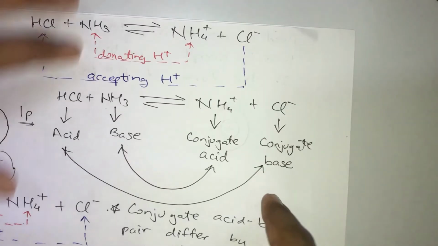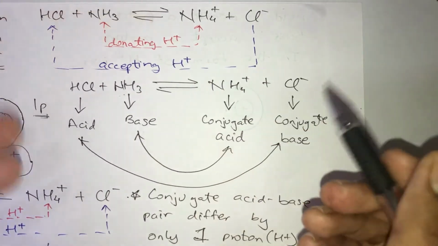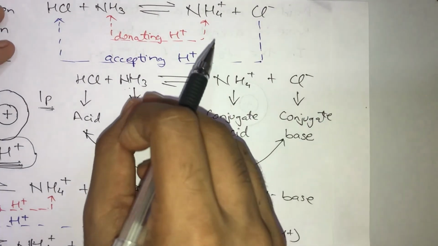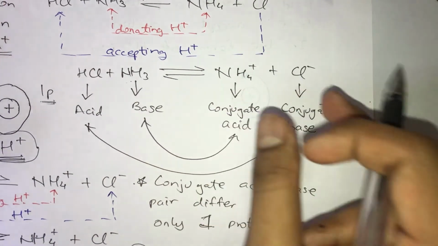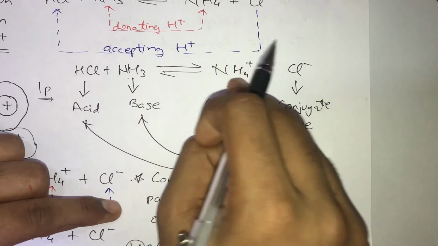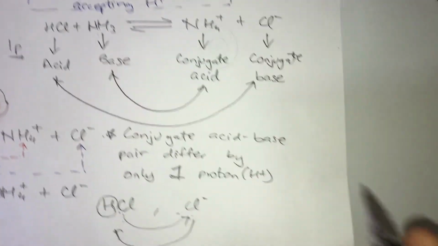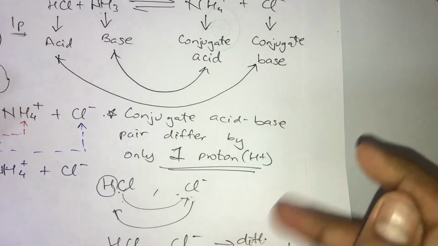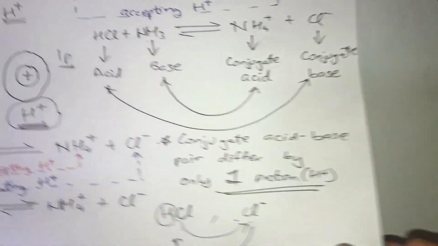Similarly, you can check for another conjugate acid base pair, that is NH3 and NH4 plus. It is pretty much clear that if you add an H plus ion to this NH3, it is going to get converted to NH4 plus, and if you remove an H plus ion from this NH4 plus, you are going to get NH3. So there is just a difference of one proton, and you can verify your answer. Now, everything was fine up till here. Now here you need to understand something.